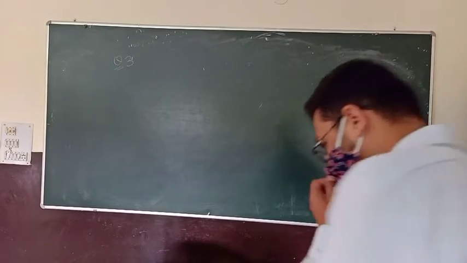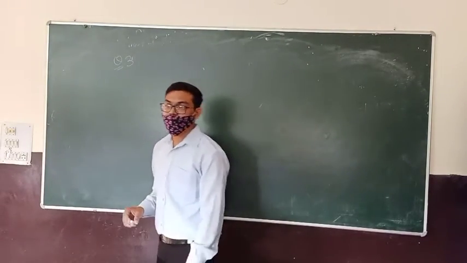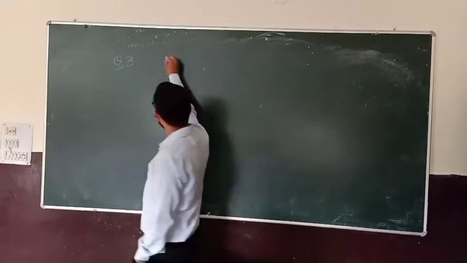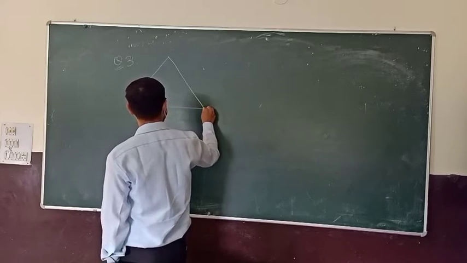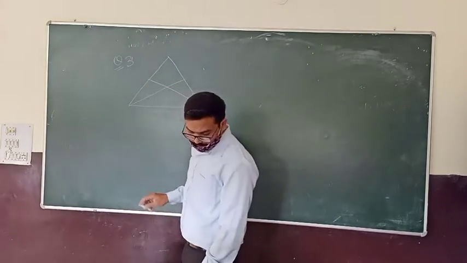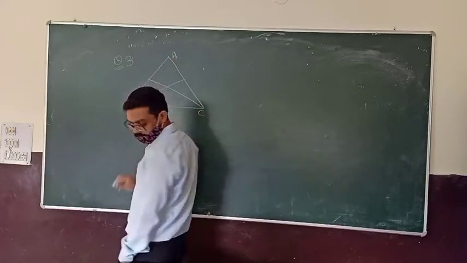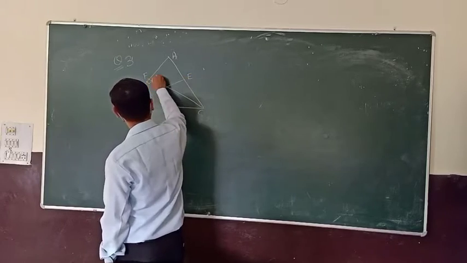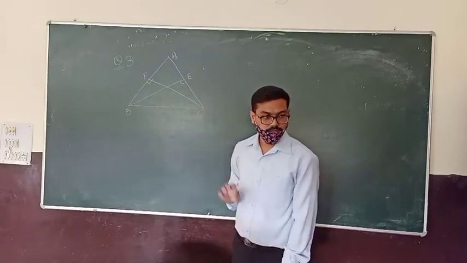Now, question number third: there is a small difference between question number third and fourth. What is this difference? Question number third says you have an isosceles triangle. Let's say this is A, B, C. This point is F and this point is E. This is perpendicular. BE and CF are altitudes. This is given in the question.